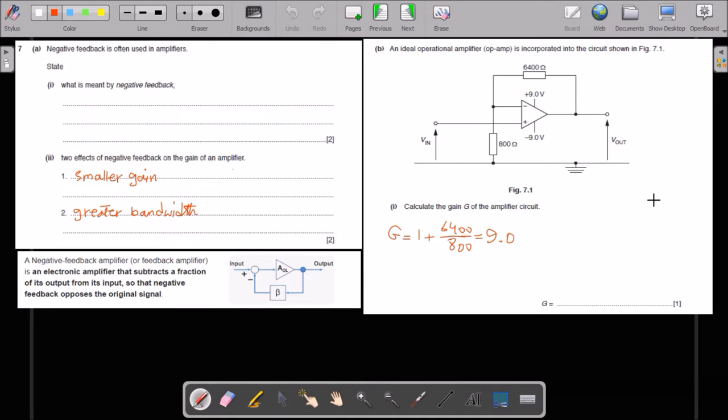Part B, an ideal operational amplifier is incorporated into the circuit shown. Calculate the gain of the amplifier. So you know that when there is negative feedback, gain is equal to 1 plus R of the feedback part divided by 800. So 1 plus 6400 divided by 800, you can get the gain. So gain is 9. So this is, for example, R1, the R for the negative feedback loop. Suppose this is R2. So 1 plus R1 divided by R2 will be the gain for this figure.